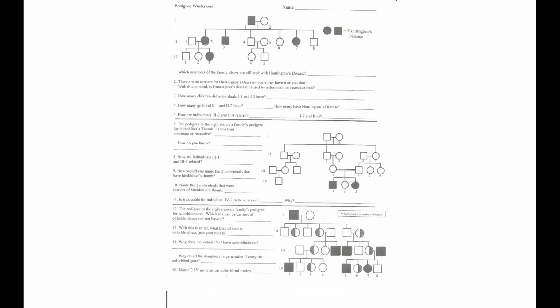Okay, guys, hi again. So this is the second pedigree worksheet that I assigned to you. So I'm going to go over the correct answers with you for this one as well.